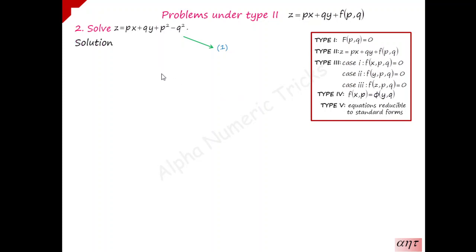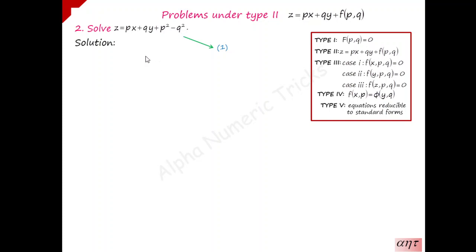Now we are going to see how to get the solution. Here the problem is: solve z is equal to px plus qy plus p square minus q square. You have to find the complete integral, singular integral and the general integral. Suppose your problem asks to find the complete integral alone, that is, find the complete integral of z is equal to px plus qy plus p square minus q square. In that case, you have to find the complete integral alone, that is enough.